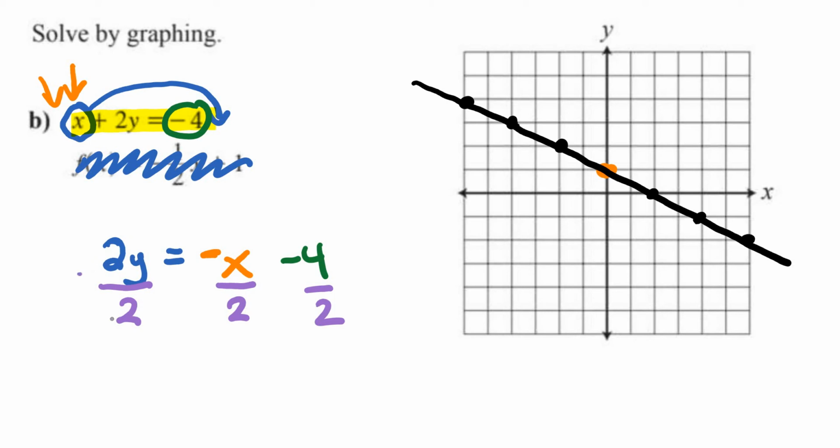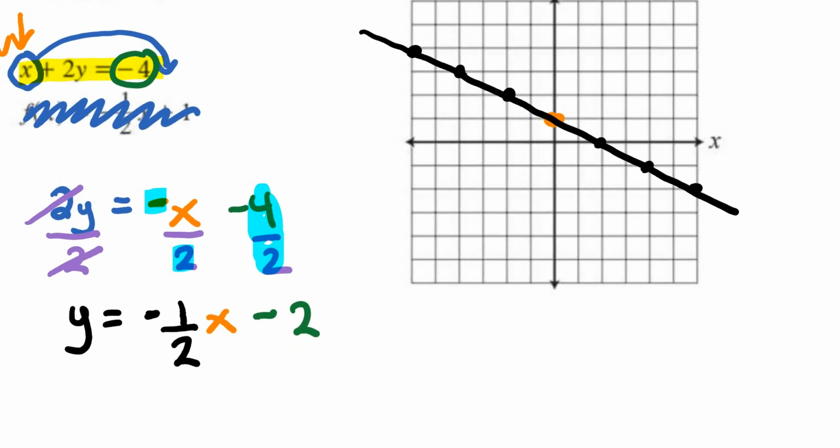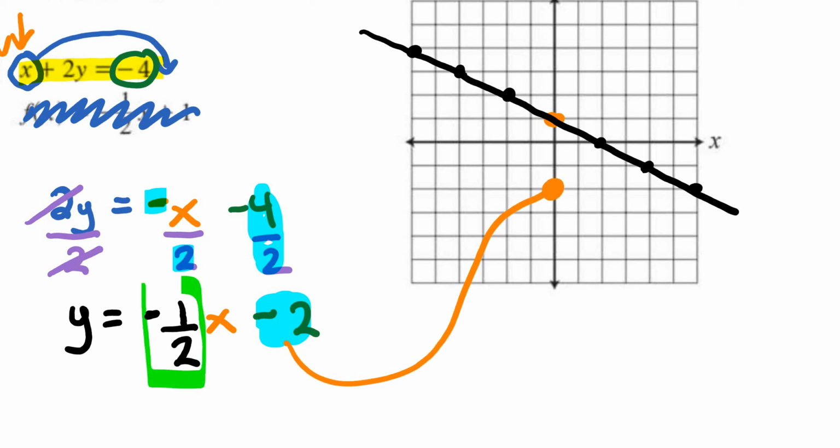And the reason why you do that is to get the y variable by itself, so the 2's would cancel. Now, I recommend that this part right here, this negative and this 2 in the denominator, write that as negative 1 over 2 x, and then negative 4 over 2 is just negative 2. And remember, this negative 2 right here, that's your starting point. So negative 2 is right there. And remember, this part here in green is a negative leading coefficient, right? So that means you go up 1 and you would go left 2.